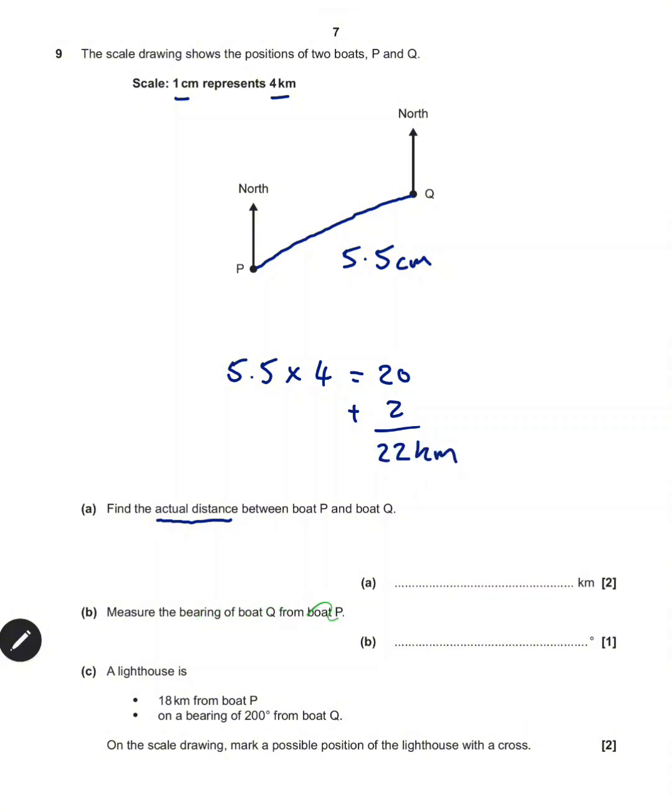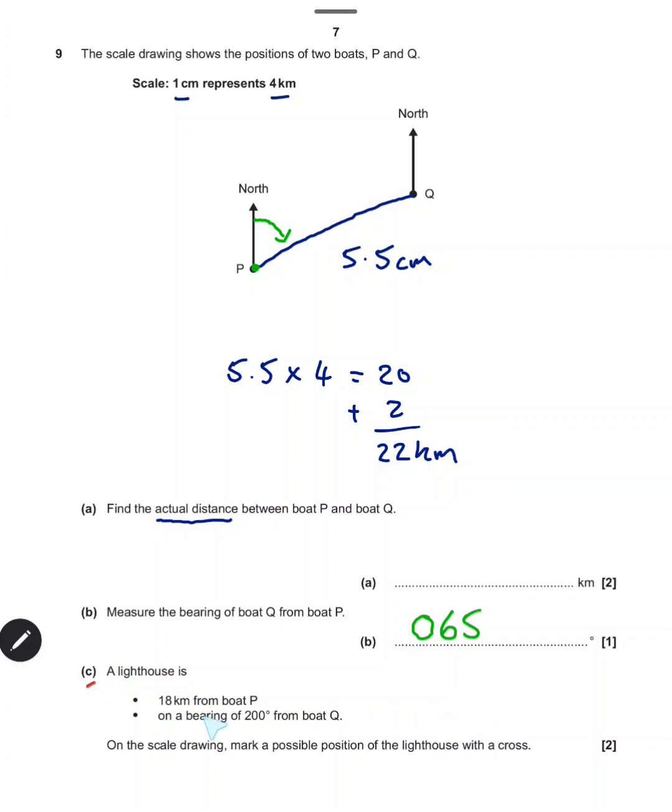Part B says measure the bearing of boat Q from P. So from P means we're over here. We're going to get a protractor and just measure this angle there. And when you do that, it comes out anywhere between 63 and 67. So something like 65 is fine. Remember, this is a bearing, so we need 3 digits. It would have to be 065.